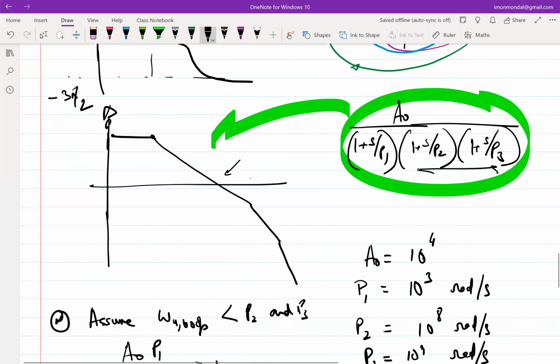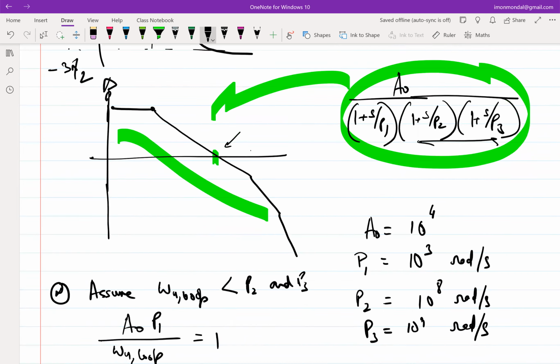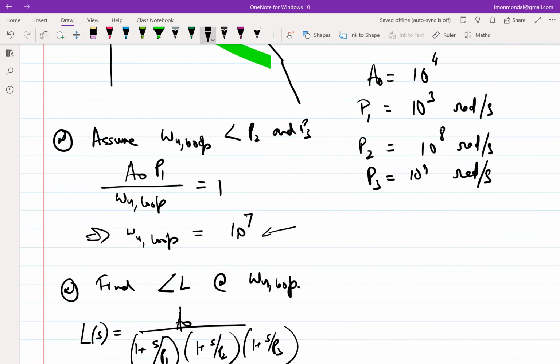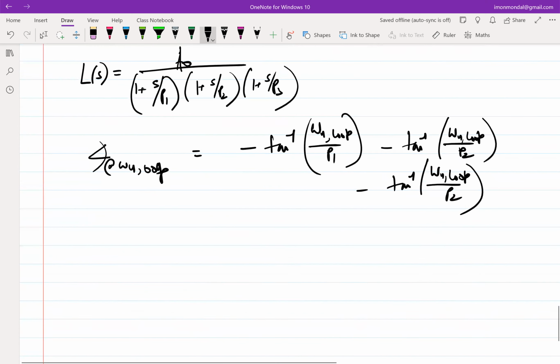You are looking for a system like this, which essentially means your omega U loop is much higher than P1. You don't have to make this assumption; you can literally look at it. In this case, your omega U loop is 10 power 7, your P1 is 10 power 3. So this ratio is 10 power 4, which is very close to minus pi by 2, tan inverse of that.